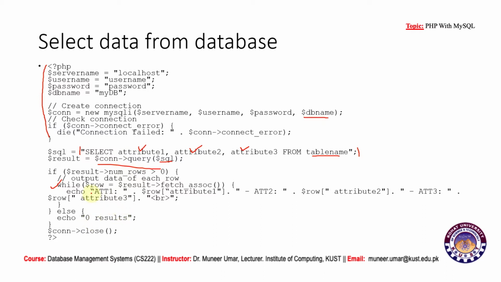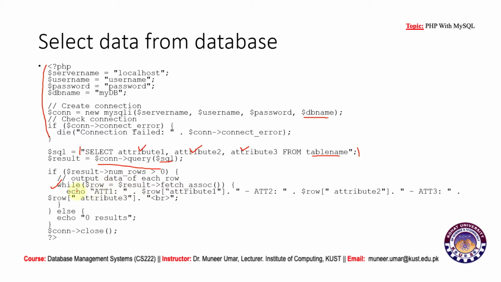Inside the while loop we will get all the rows one by one, and here we will fetch the associative array. Fetch associative array is a function which fetches a result row as an associative array.